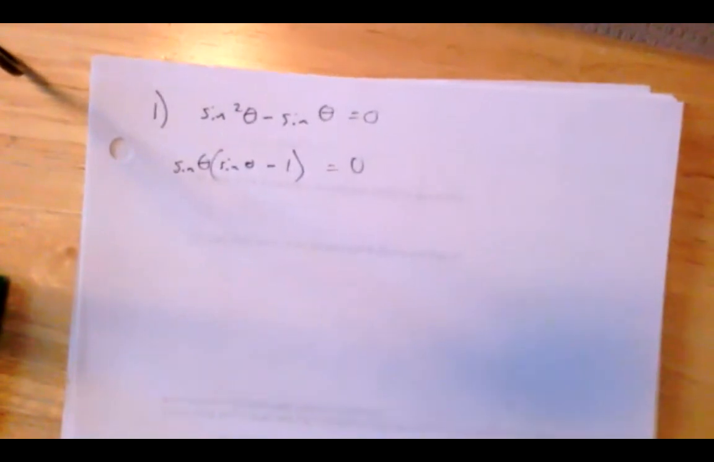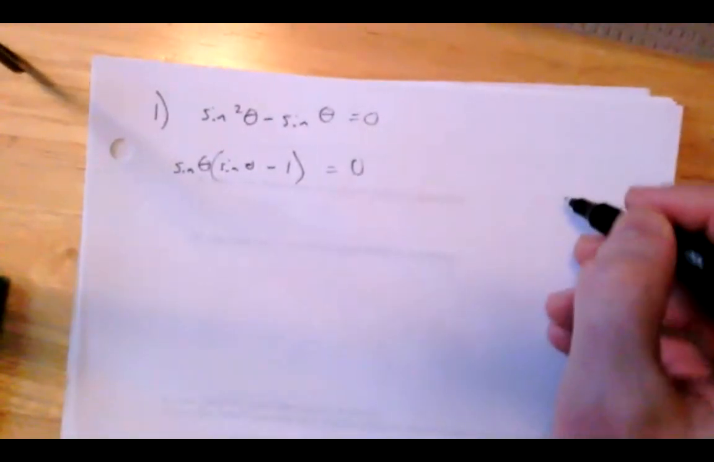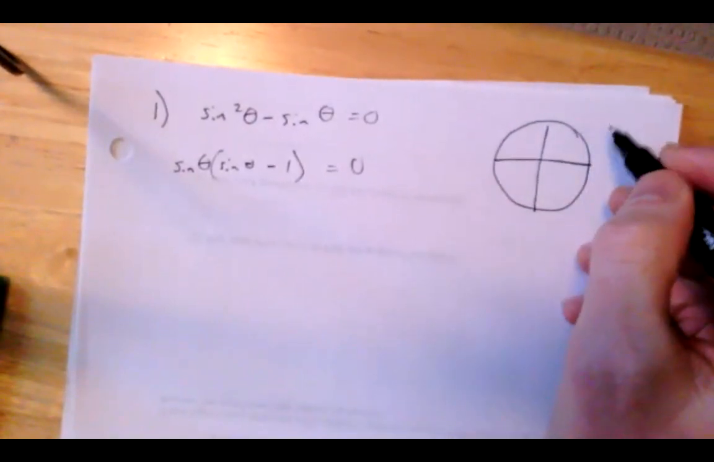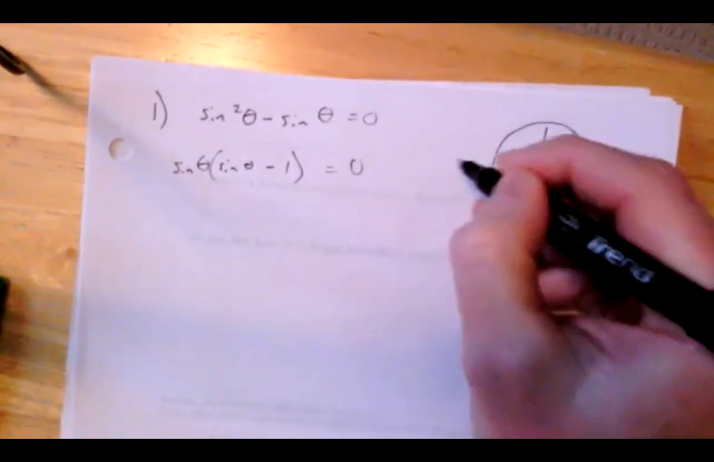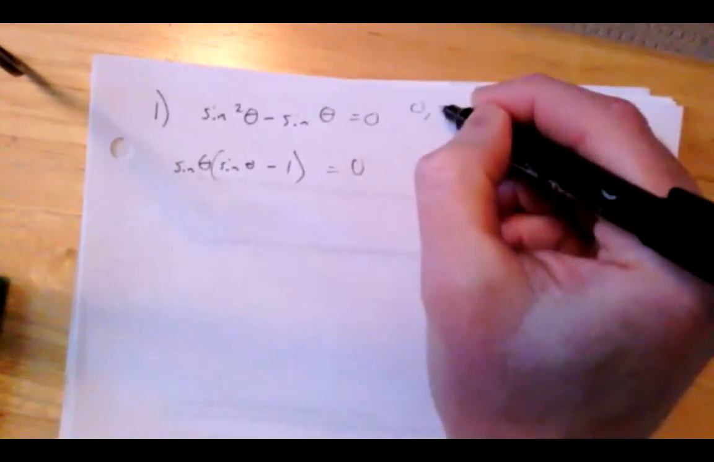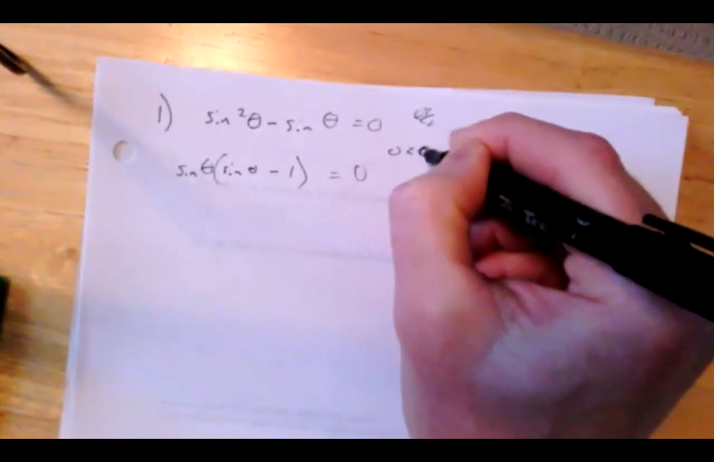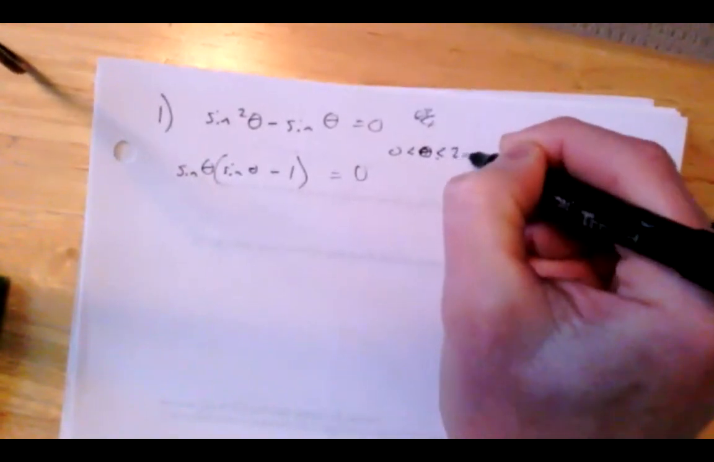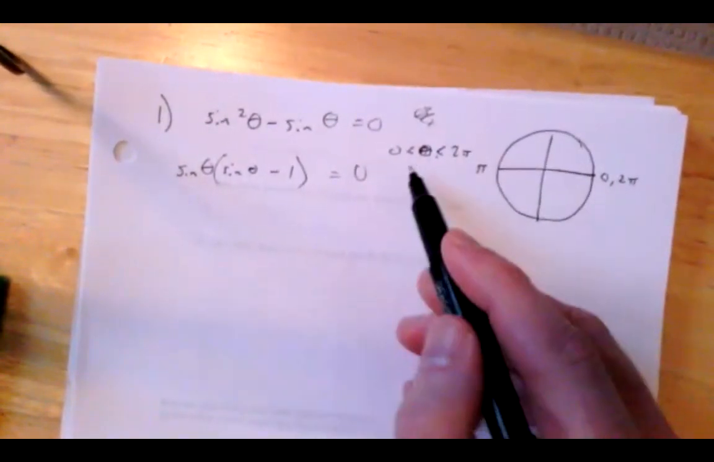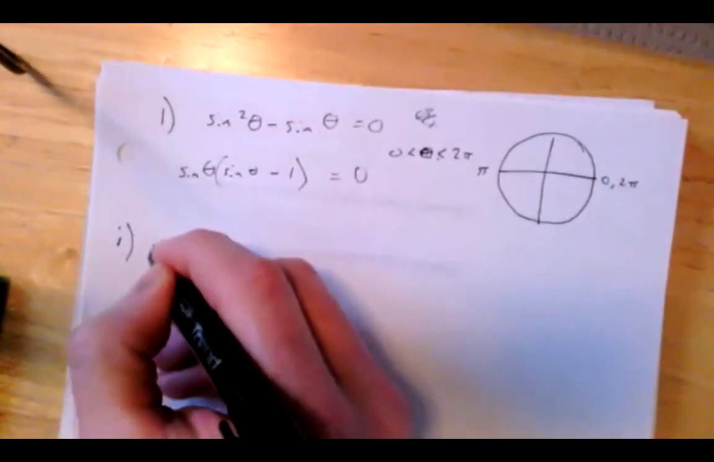And so we find our zeros. For sine of theta to equal 0, sine equals 0 at 0, at pi, and 2 pi. But remember, the parameters given to us are 0 less than theta less than 2 pi. It's not equal to. So 0 and 2 pi are not viable answers over this domain, just pi. So that's one of them.